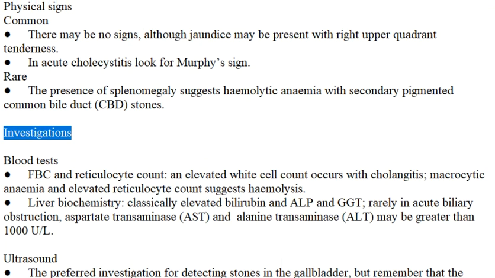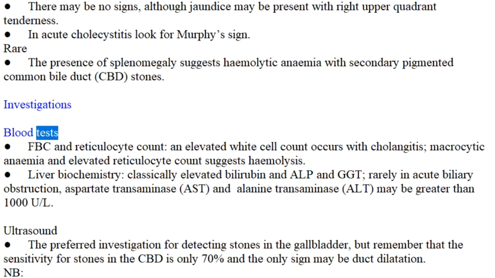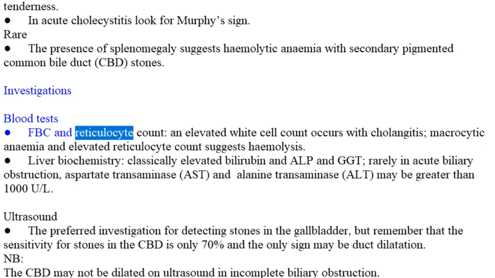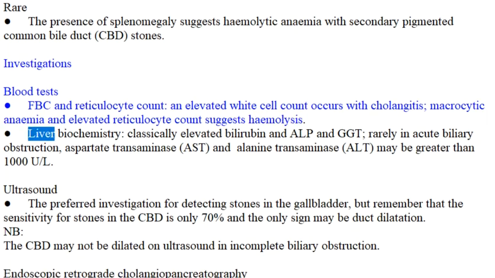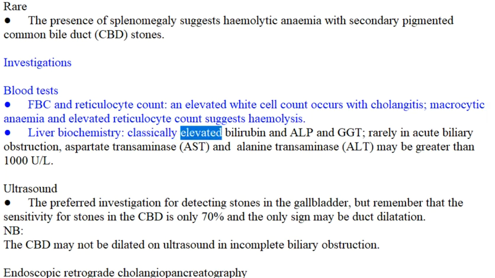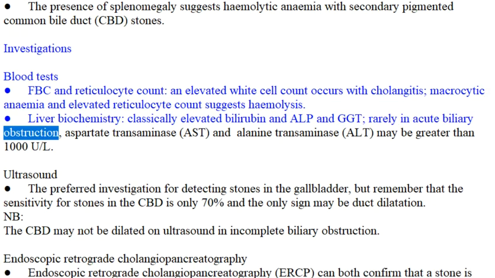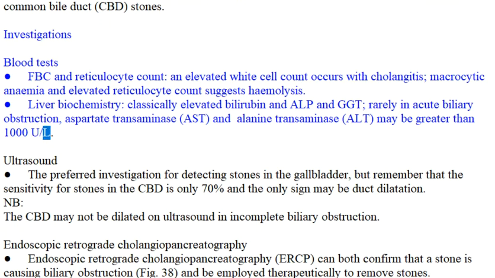Investigations. Blood tests. FBC and reticulocyte count. An elevated white cell count occurs with cholangitis. Macrocytic anemia and elevated reticulocyte count suggests hemolysis. Liver biochemistry. Classically elevated bilirubin and ALP and GGT, rarely in acute biliary obstruction. Aspartate transaminase, AST, and alanine transaminase, ALT, may be greater than 1000 U/L.